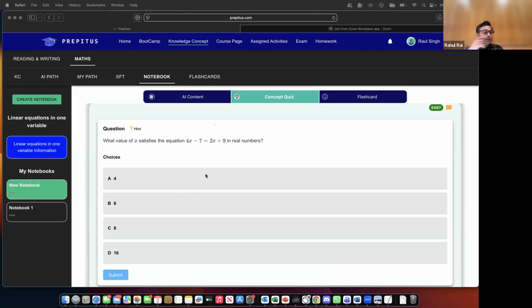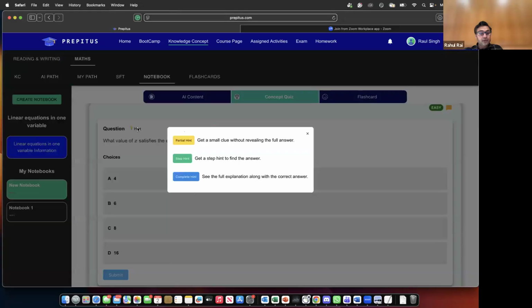But one thing that I want you to notice is, if you have a hard question, you can also get different types of hints. You can get a partial hint, you can get a stepwise hint, and the stepwise hint is a very, very good tool that you have here. So let's say you got a hard question and you are not able to solve it. Don't answer it right away.